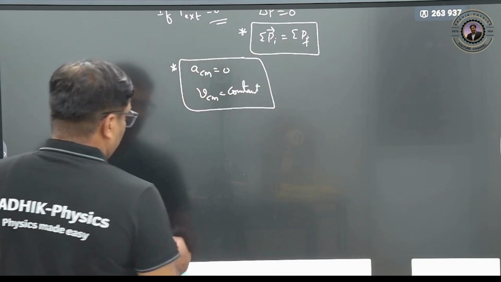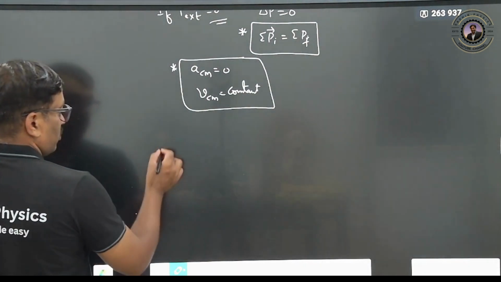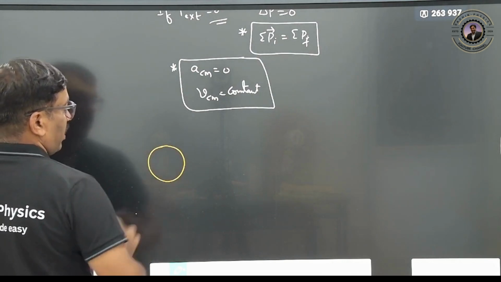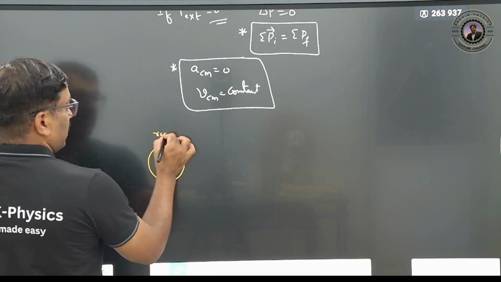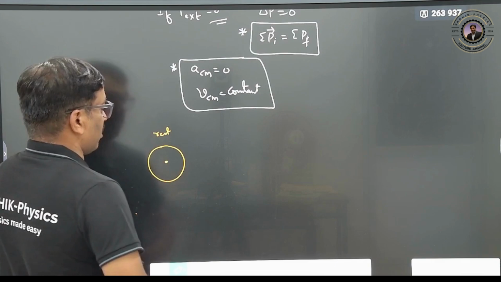So what is this now? Let us see here. Suppose there is an explosion. Suppose one bomb is there. Initially it is not moving, it is at rest. So where will the center of mass lie? At the center, the center of mass will lie.